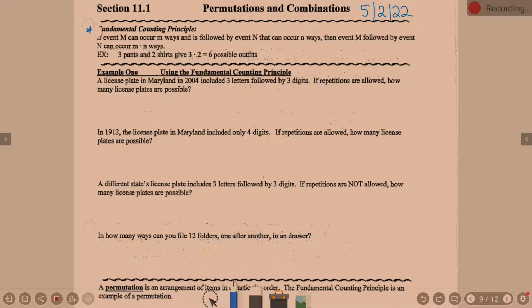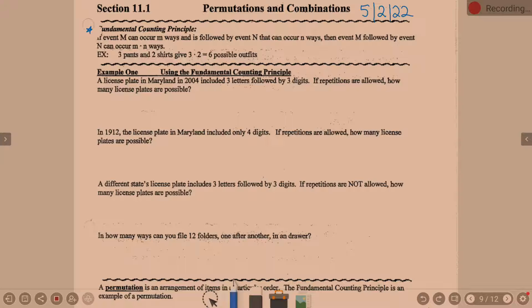And I would like to think it's one you would have been introduced to in middle school at some point. Maybe you don't know it by name, but the fundamental counting principle: if event M can occur M ways and is followed by event N that can occur N ways, then event M followed by event N can occur M times N ways. Okay, the short of it.